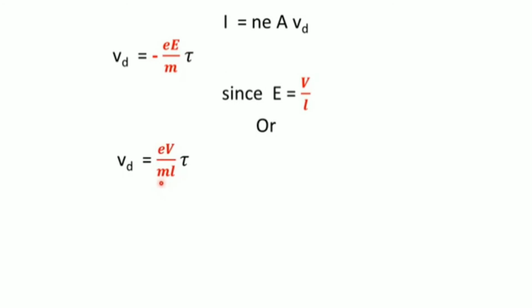You know the relation between current and drift velocity. I is equal to neAVd. What is Vd? Drift velocity is equal to minus eE by m into tau. The minus sign shows that the Vd is opposite to the direction of electric field. Now this electric field is potential drop per unit length, V by L. Put the value. So Vd is equal to eV by mL into tau. Only the magnitude of this Vd is taken. Put this value of Vd, drift velocity, in the above relation. So we get I is equal to neA eV by mL into tau.